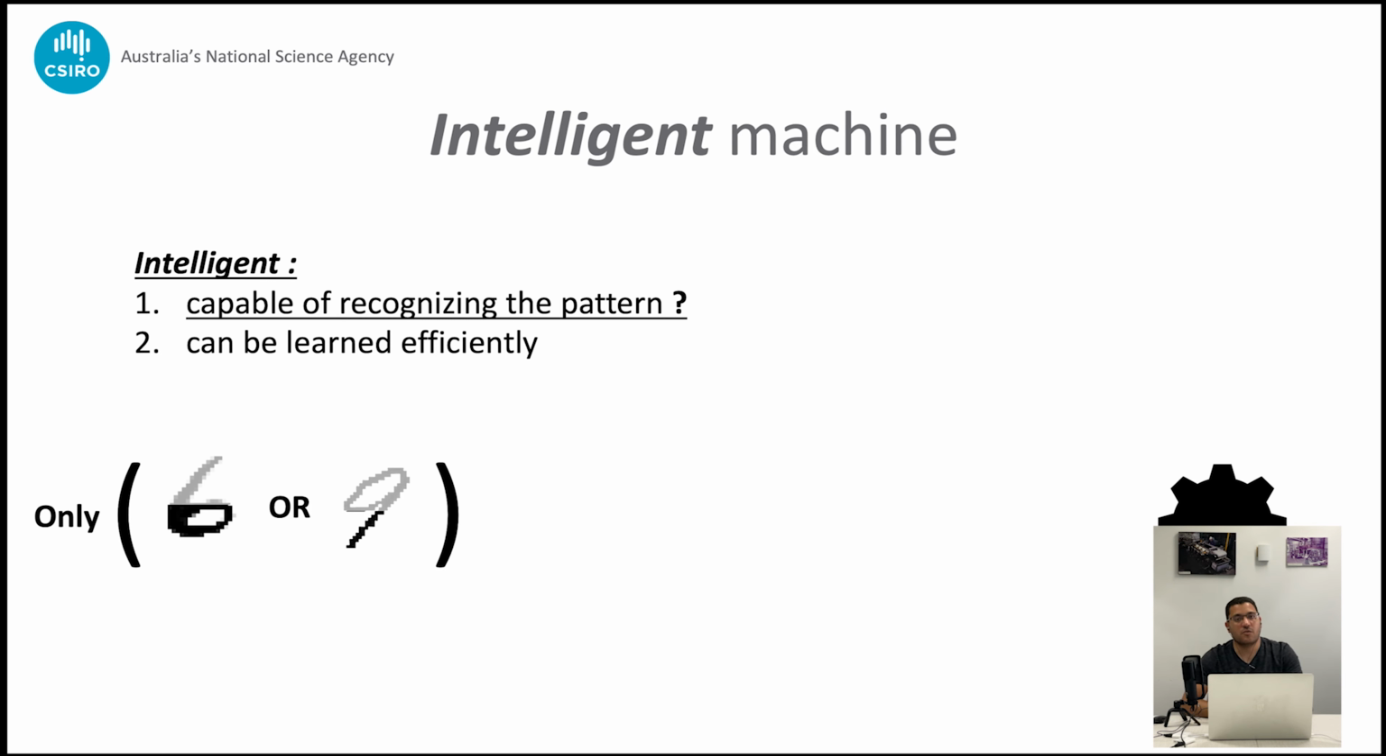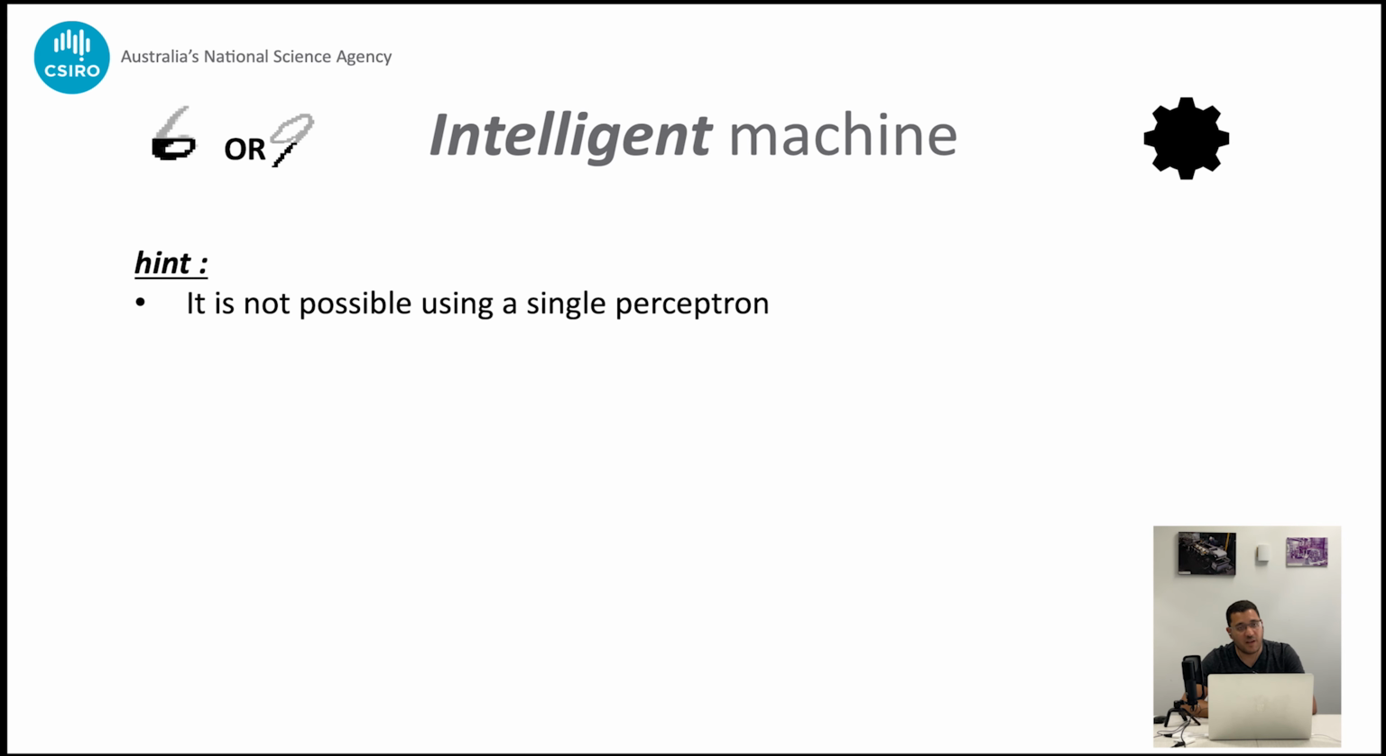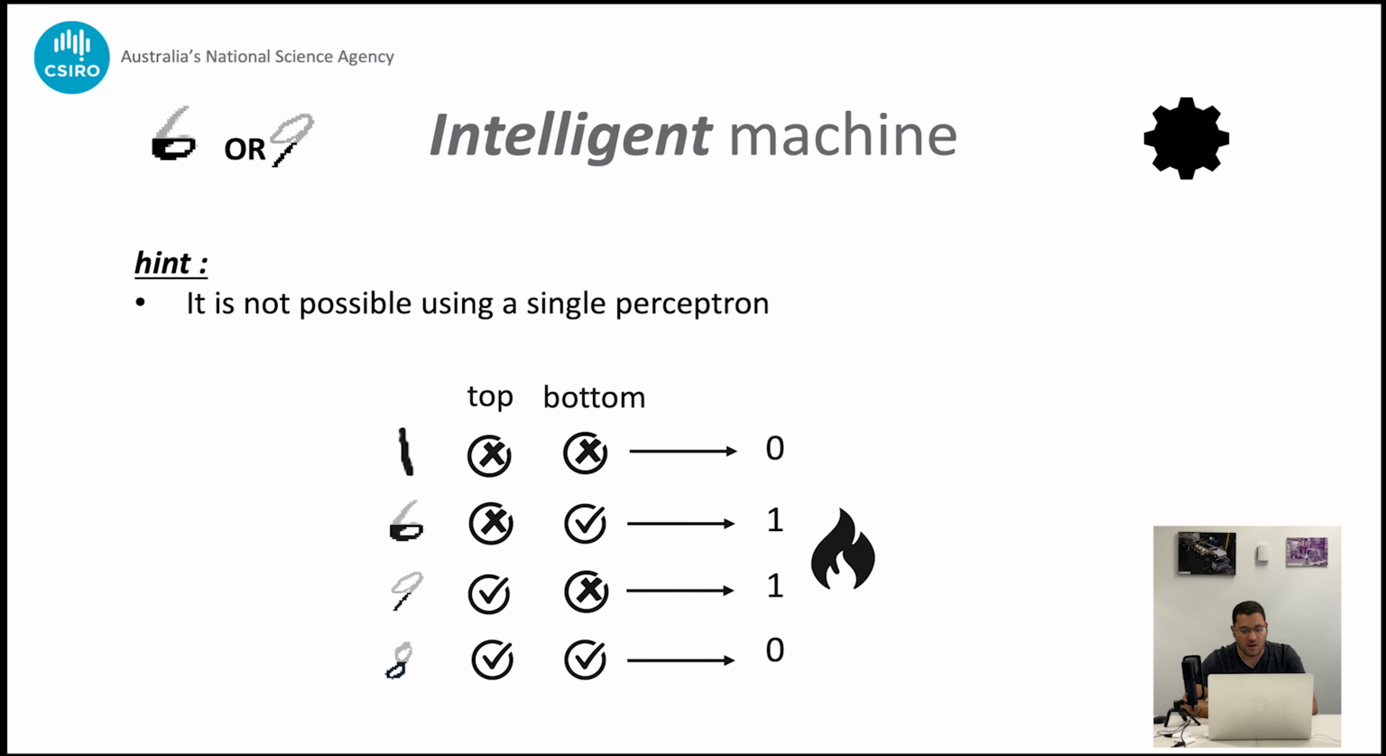So let's think of this simple task. We want to have our perceptron work as a classifier again, but this classifier should fire when we have either 6 or 9, and 6 or 9 only. So it should not fire with, for example, 8 or 1. I will give you a hint here that it is not possible by using a single perceptron. In fact, this is not something new, and I will show you why.